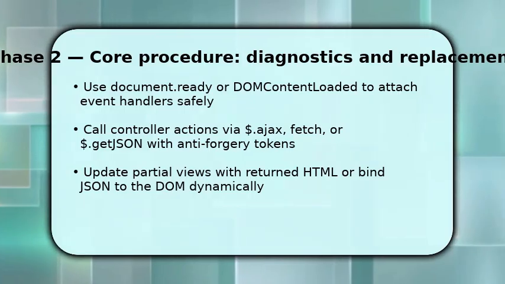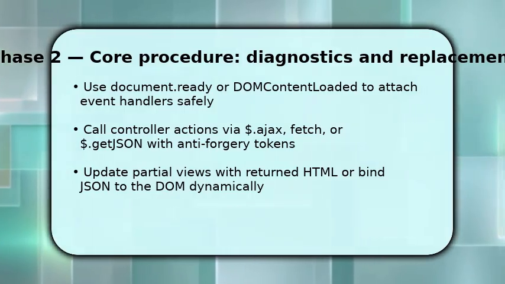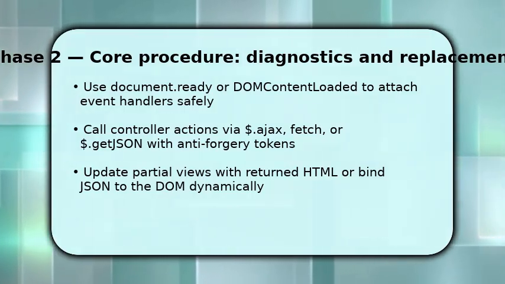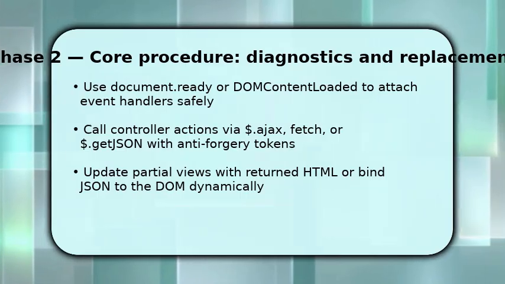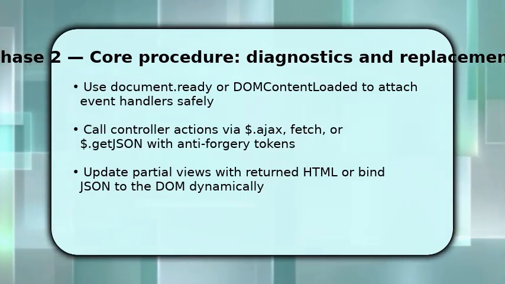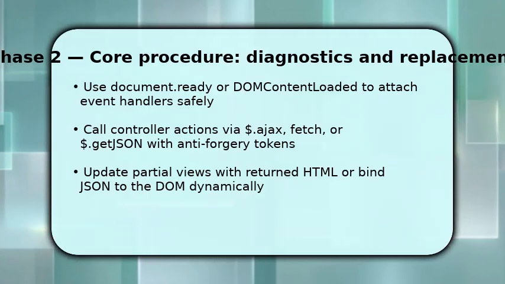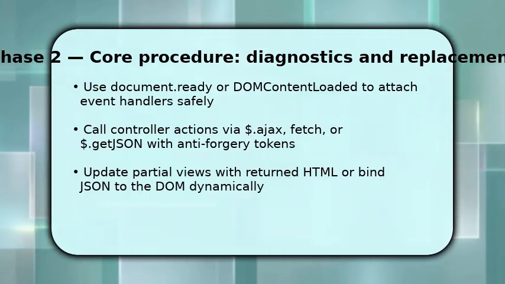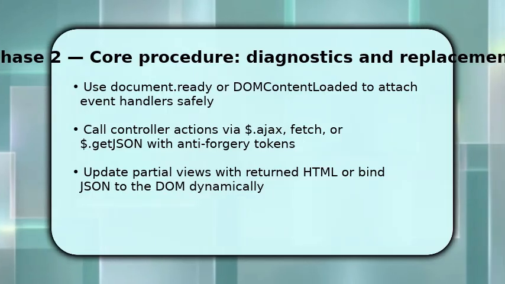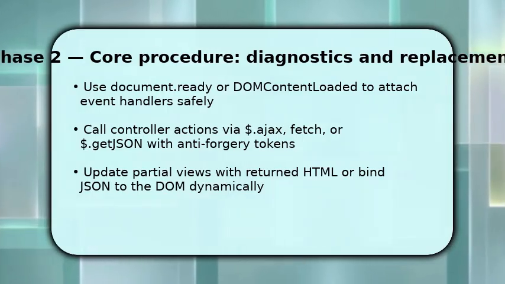When sending data to controllers, choose fetch or $.ajax, and include the anti-forgery token header to validate requests server-side. Once the response arrives, either inject returned partial HTML into a target element or parse JSON and render it with templates. This keeps UI updates smooth.